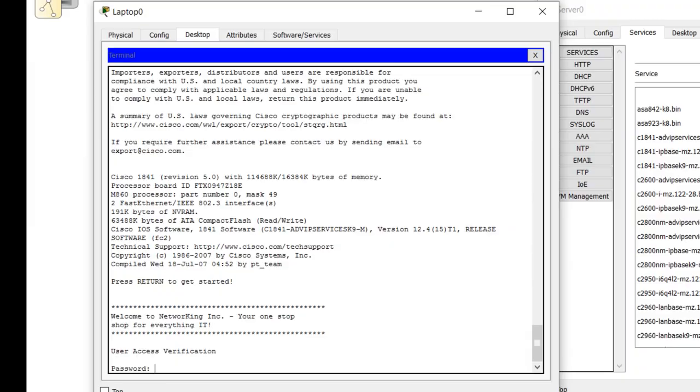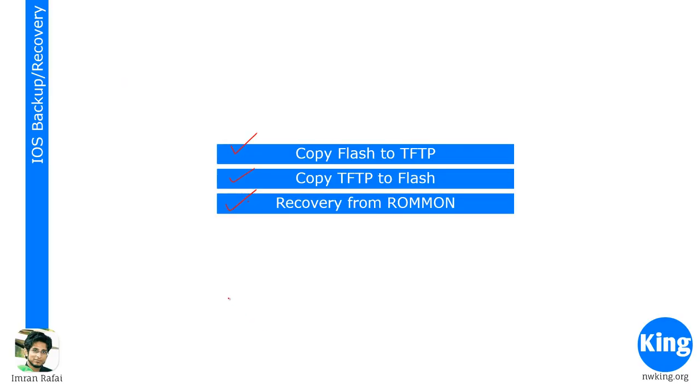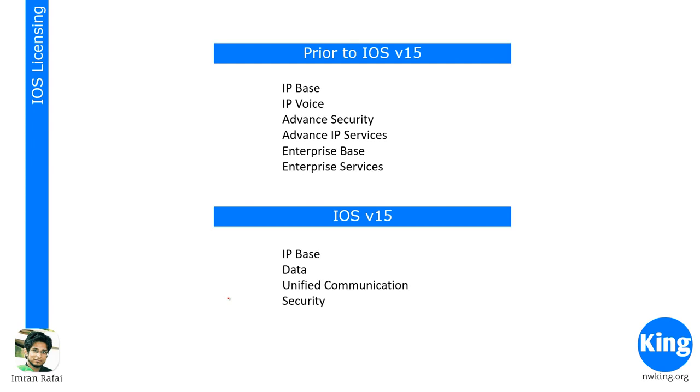Let's look at what else is there. Right, so that's how you do recovery of IOS. How do we do backup, and how do we recover if there's no operating system at all? Next, we're going to talk a little bit about IOS licensing.